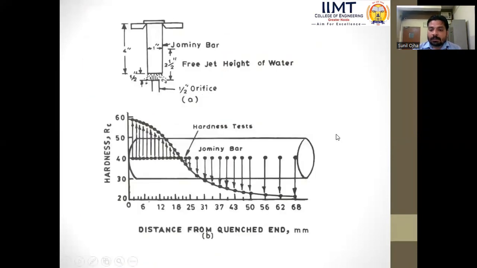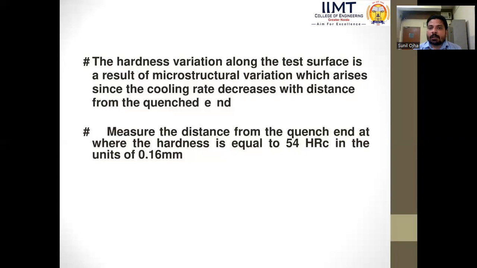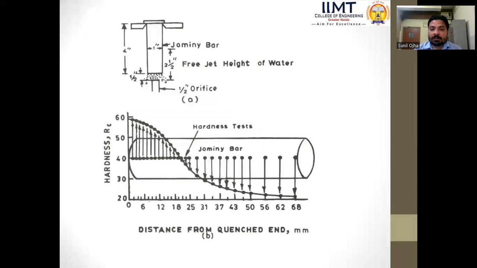Next, the hardness variation along the test surface is a result of microstructural variation, which arises since the cooling rate decreases with the distance from the quenched end. Measure the distance from the quenched end where hardness is equal to 54 HRC in units of 0.1 mm. So this is how we perform the Jominy hardenability test.